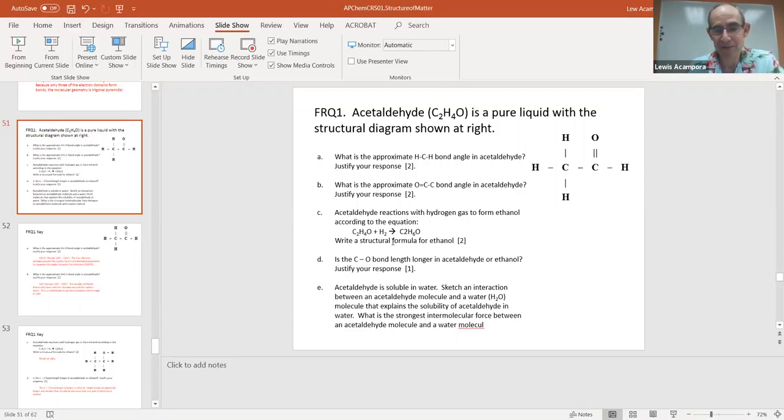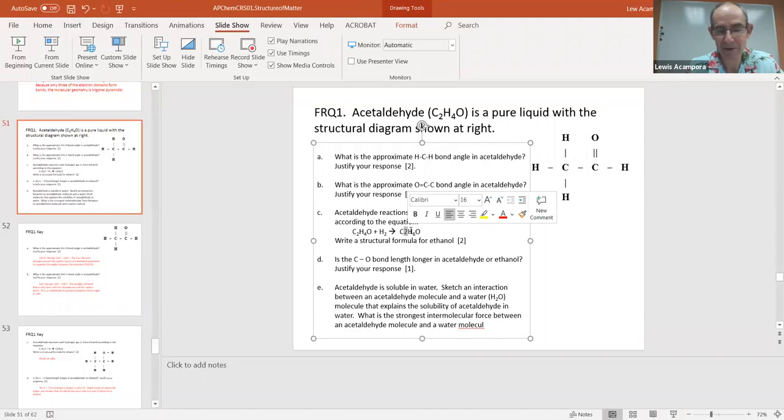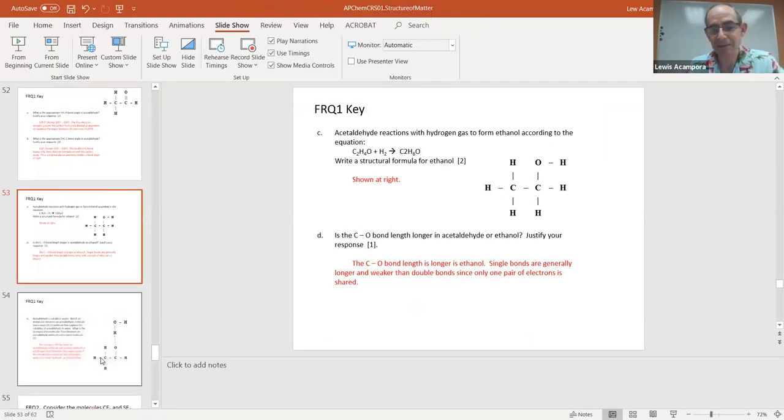This one's going to be hard for me. The structural formula for ethanol, C2H6O, would have two carbon atoms with an OH here and another H on the carbon. So I might write it as CH3CH2OH. I think I've actually got that down here. So it wasn't so hard after all.